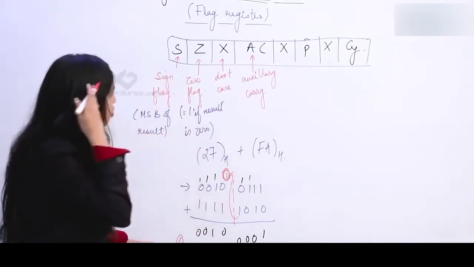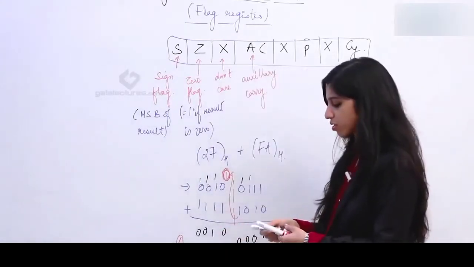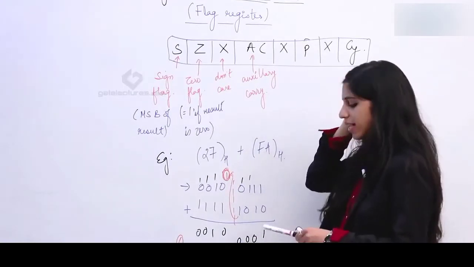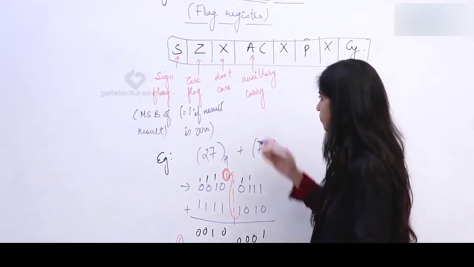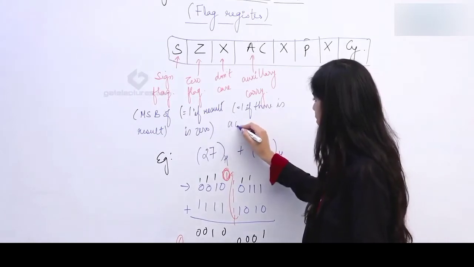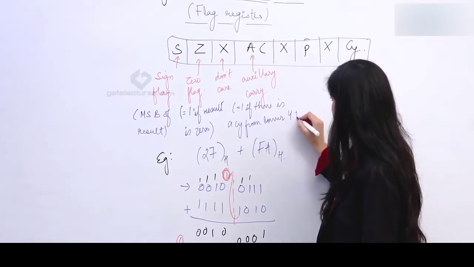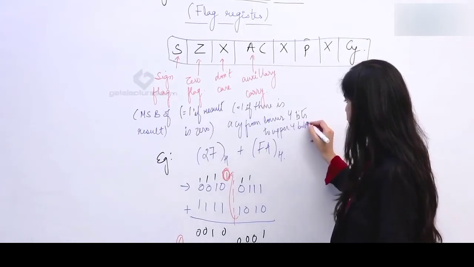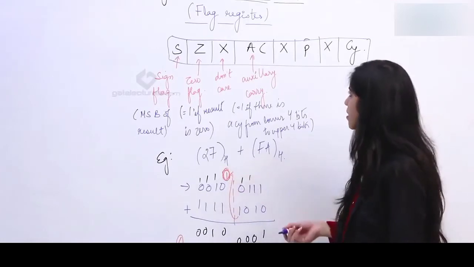So let us just look at all the flags. First we can look at the flags, then we'll see what will be the status of the flags for this given example. So auxiliary carry, this flag is going to be set. This flag is going to be 1 if there is a carry from lower 4 bits to upper 4 bits. Like in this case, if a carry occurs like this, then this is known as auxiliary carry.